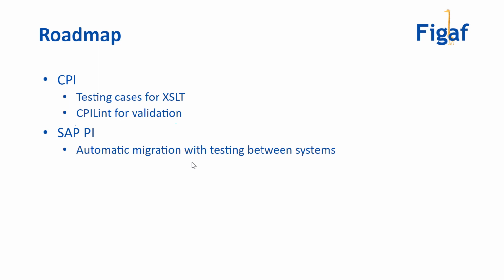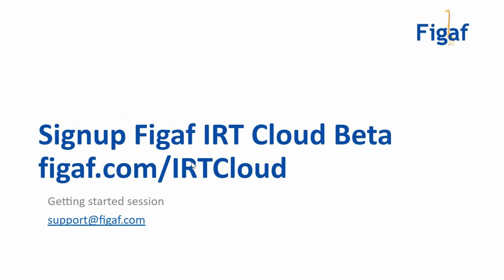And then we have some automated migration going on in the PI space, so we can actually speed up the migration. So if you're doing a PI TPO migration 7.31 to 7.5, we can automate a lot of these processes. But you'll get more information about that once we are a little further down the line.